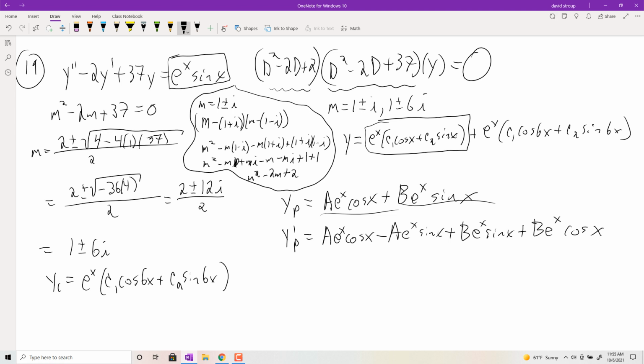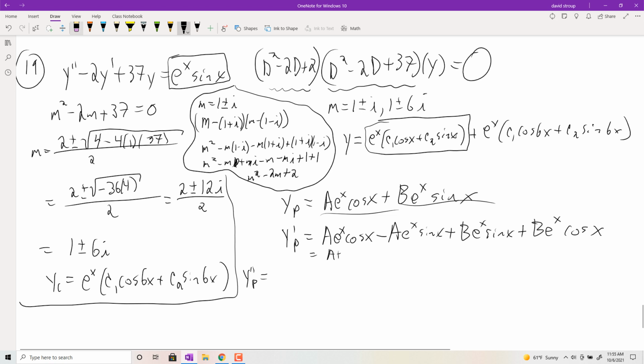Not done yet. Second derivative then. Can I do any simplifying? No, not really. You can kind of do some if you're willing to combine coefficients like a plus b, e to the x, but I'm not even going to bother. I don't think it's going to be worth the work. I'm just going to brute force it.